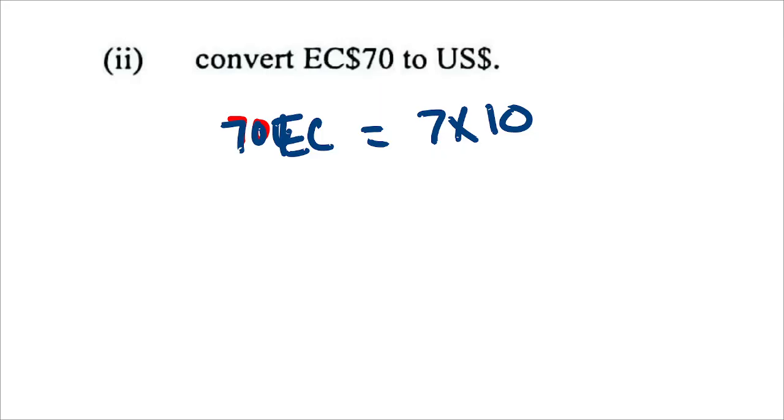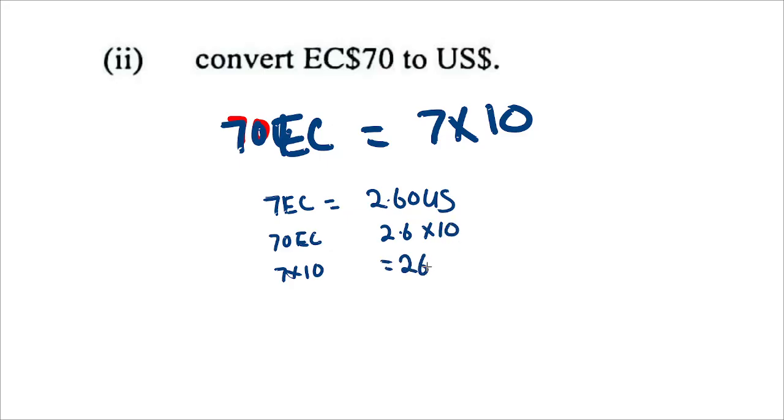So we know that 7 EC is equal to $2.60 US. So 70 EC was 7 multiplied by 10. So this would be 2.6 multiplied by 10, which is equal to $26 US. And that is how you would do this question, right?